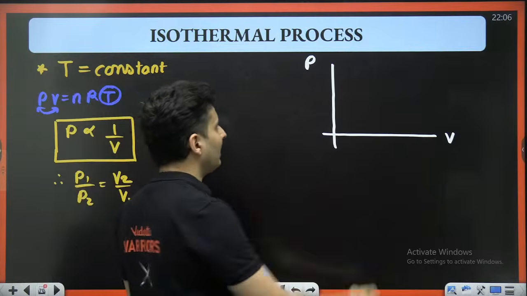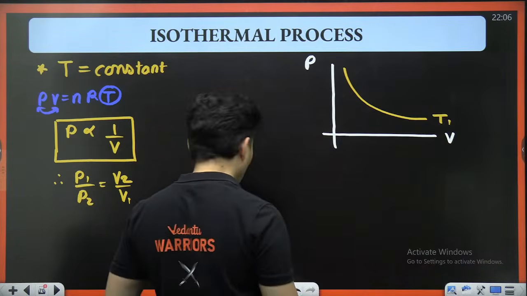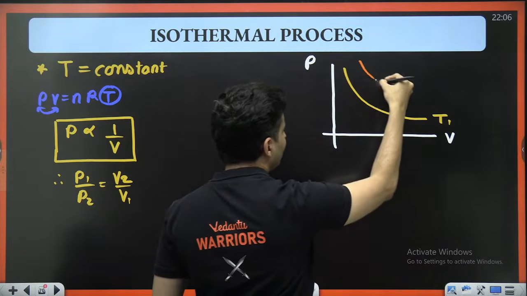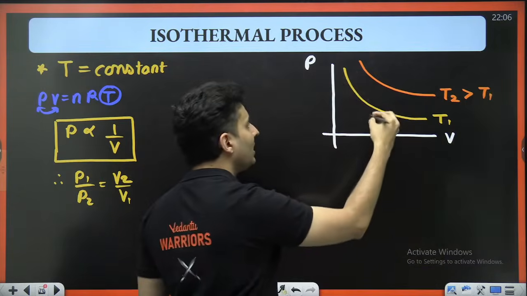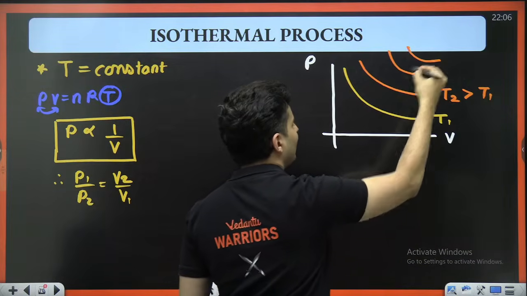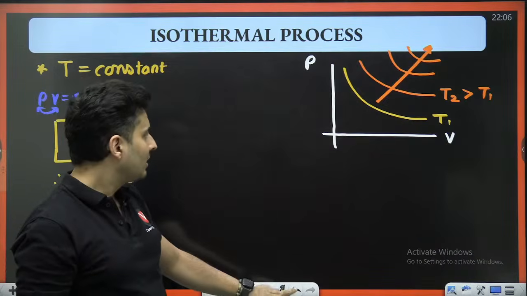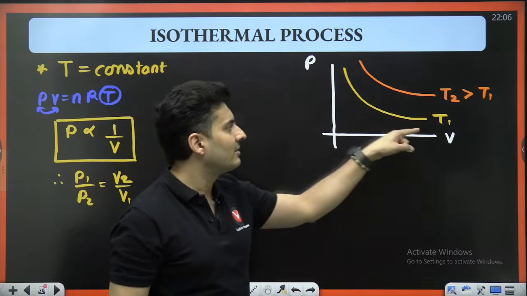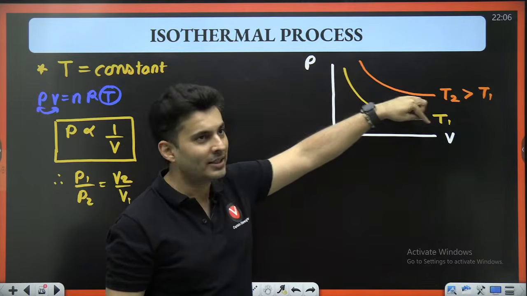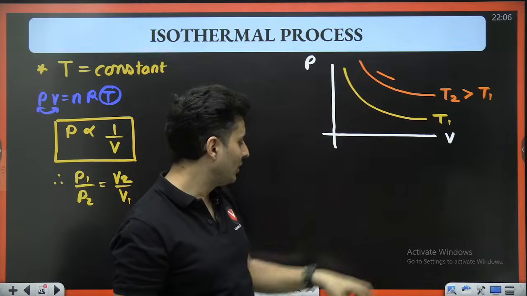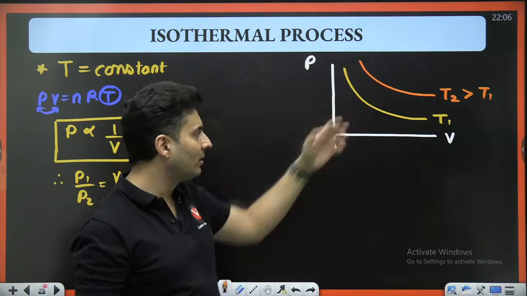But the more interesting part is, if you draw it for different temperatures, let's say this is at T1, you draw it for another temperature, let's say T2, then this T2 will be more than T1, meaning as you draw more and more lines like this, the temperature increases. These are the process lines, isotherm lines. Here the temperature will be the same at all these points. That's what is happening. Okay. So these are called isotherms.